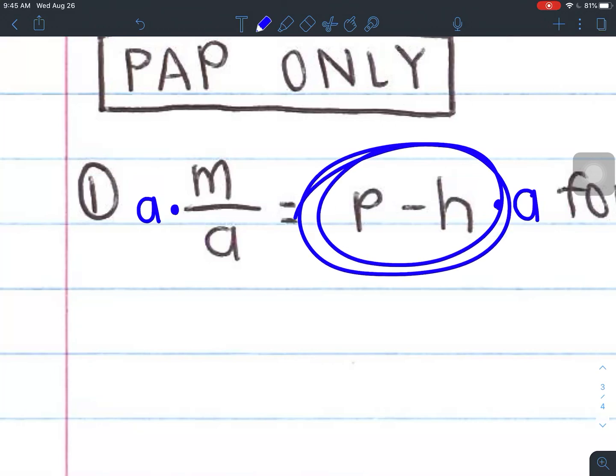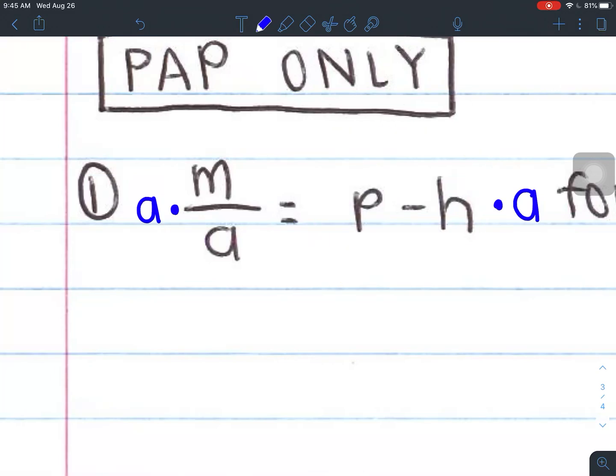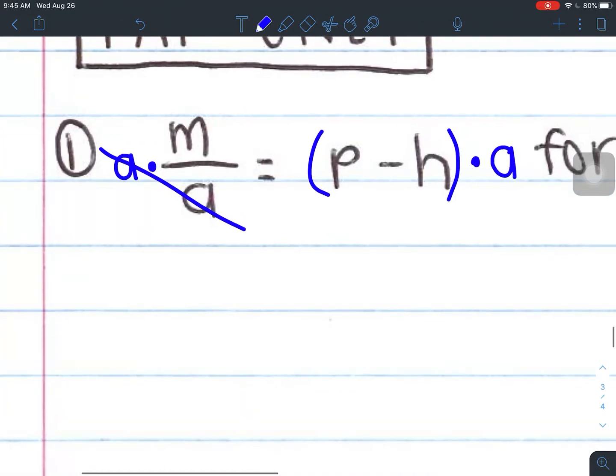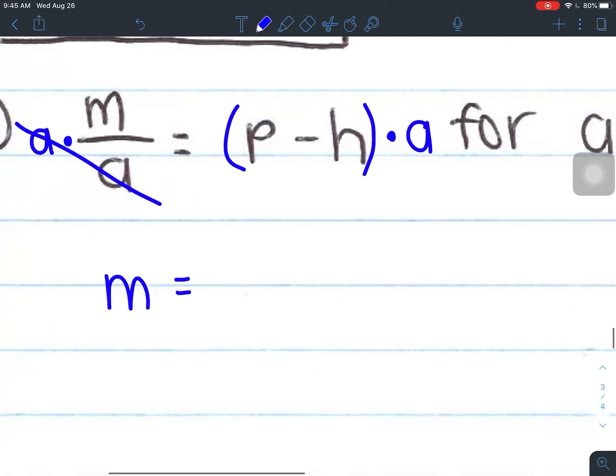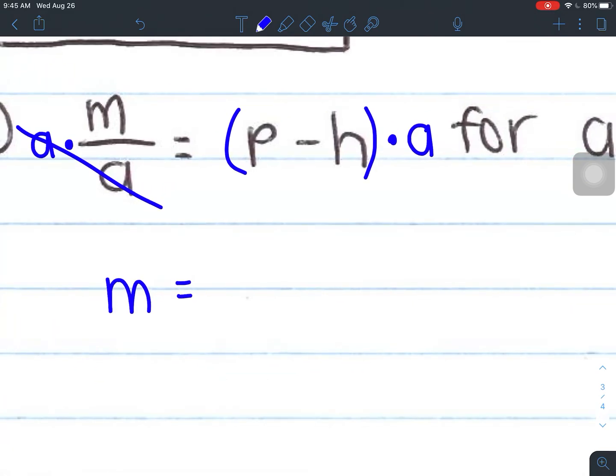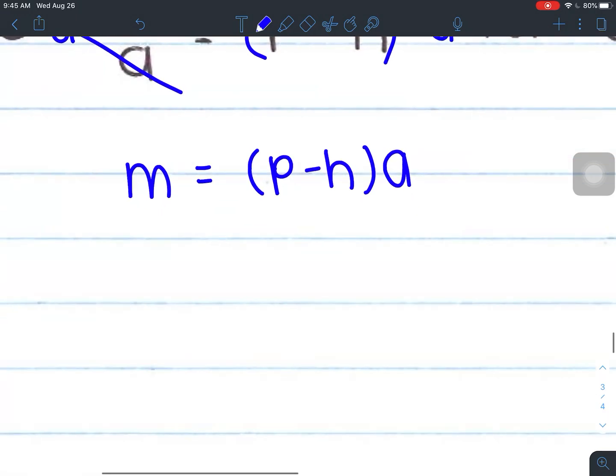Now, when I'm multiplying this side by a, I'm multiplying the whole side by a. So I want to make sure I have parentheses there, because I'm multiplying the whole side by a, not just the h. Because if I don't put the parentheses, then it looks like the h is being multiplied. And I want to multiply it to the whole side. Okay? So then a divided by a here, the a's cancel, and I just have m left over. And then I have p minus h with the parentheses and an a attached to it.